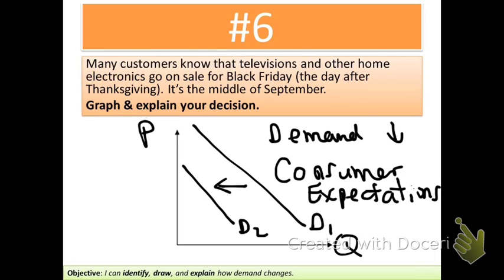Another example would be airline tickets. If we hear that airline tickets are going to suddenly go up next week, then our demand right now is going to increase. So yes, there are changing prices, but the changing prices are ones in the future, not right now. So that's number 6.